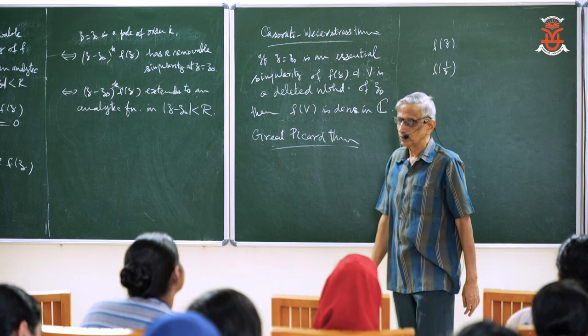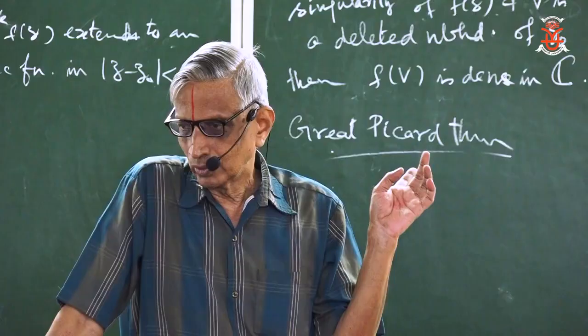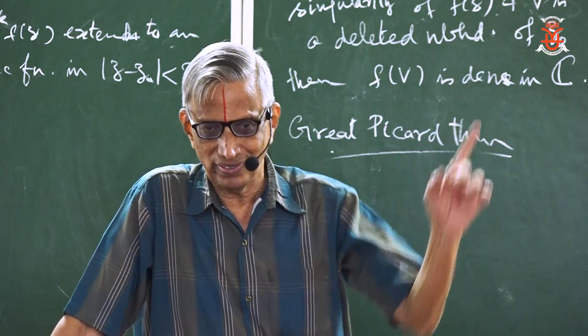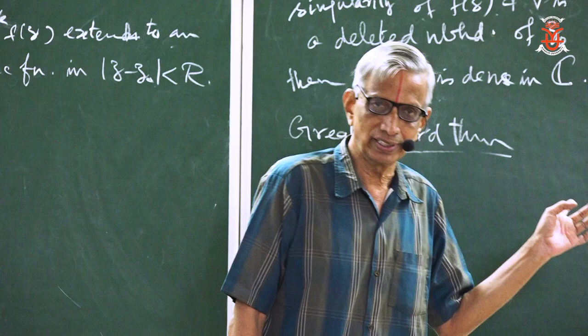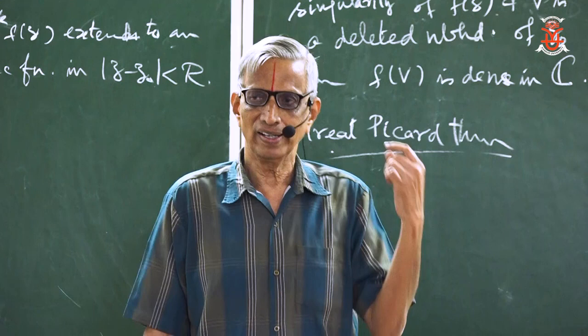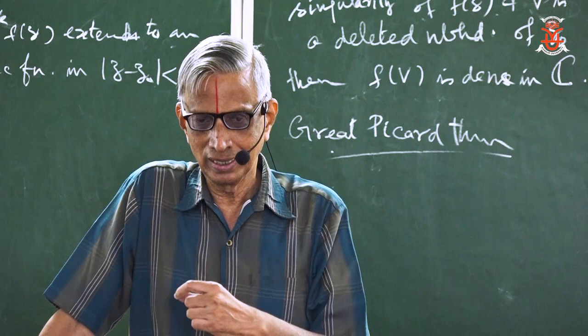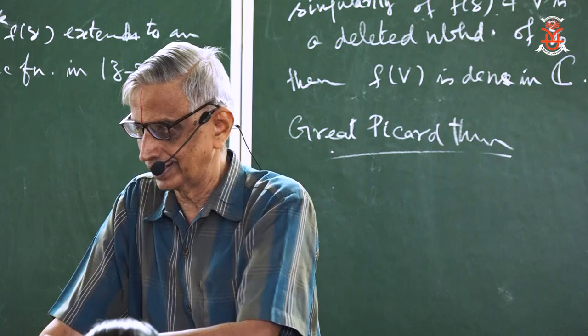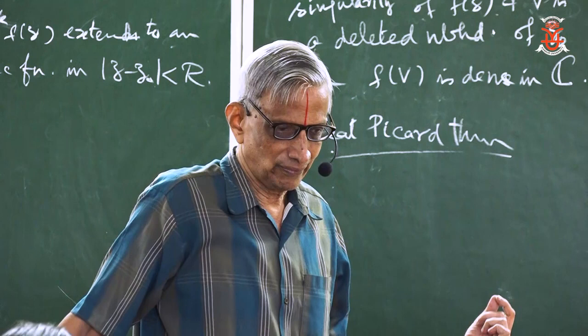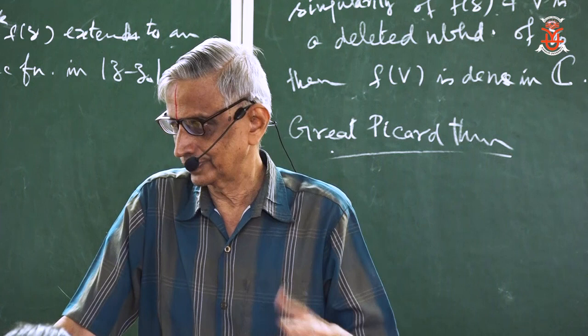For example, you say that f has a 0 at infinity if f of 1 over z has a 0 at 0. f has a pole at infinity if f of 1 over z has a pole at 0. Say order k there, if it is order k here. So essential singularity at infinity, same way, if f of 1 over z has an essential singularity at z equal to 0. This is the common usage, right?